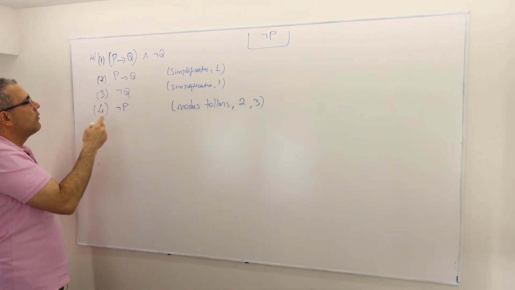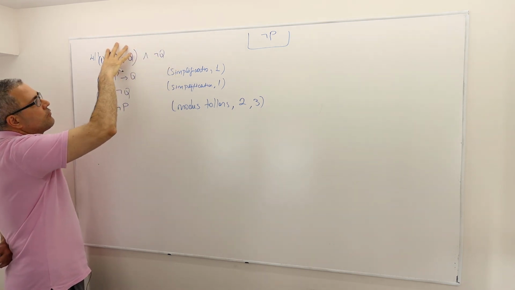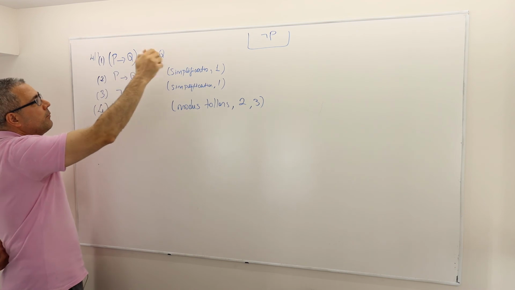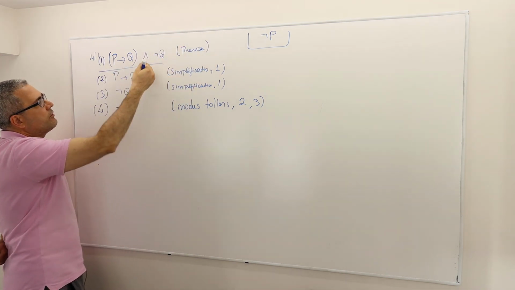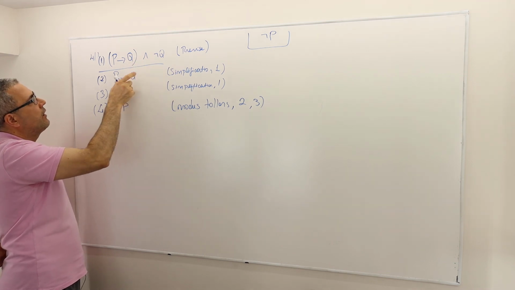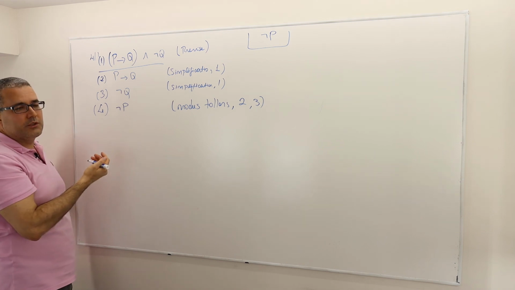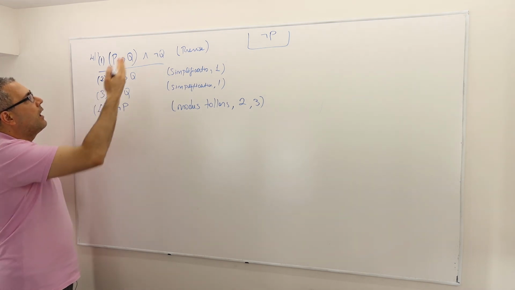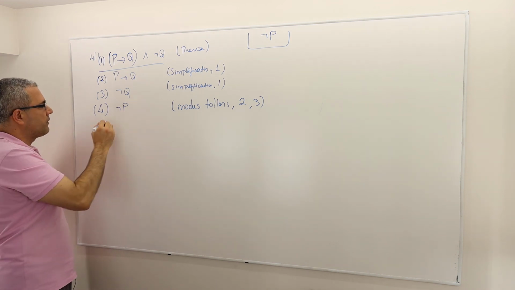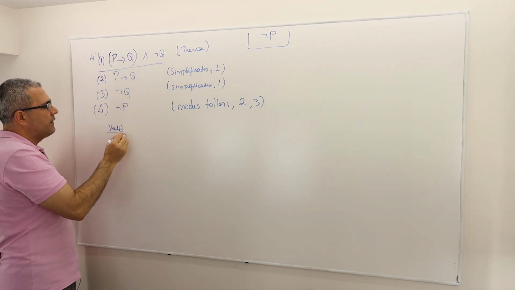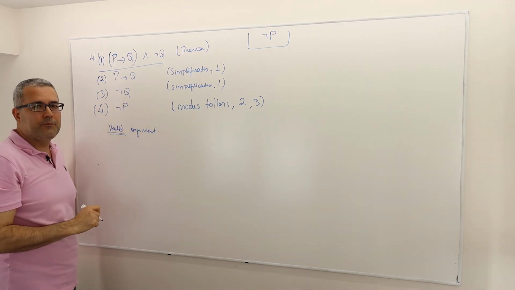So what did I show? As simple as this: if this statement is true, which it is because it's my premise, I can deduce that this is true and this is also true. That was my conclusion, and hence that's it. If my premise is true, my conclusion is also true. Therefore, this is a valid argument, and this is how we prove it. Okay, any question?